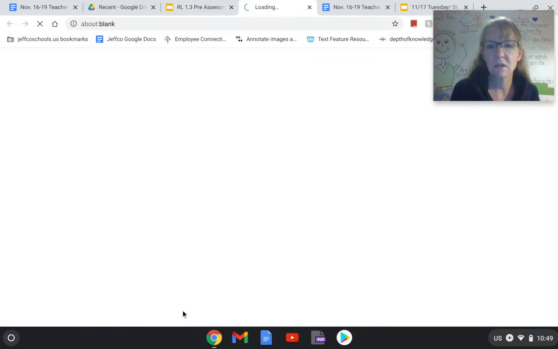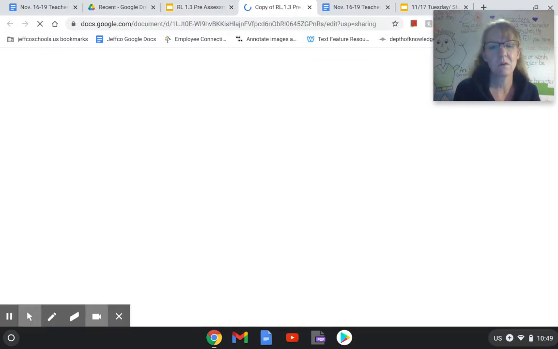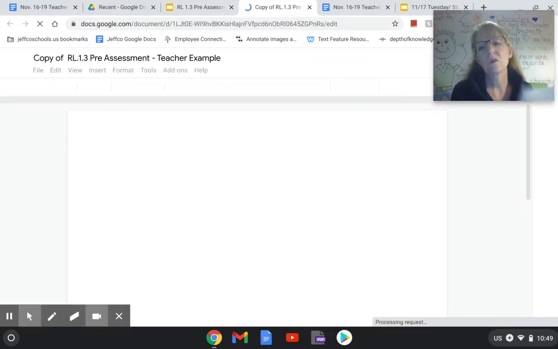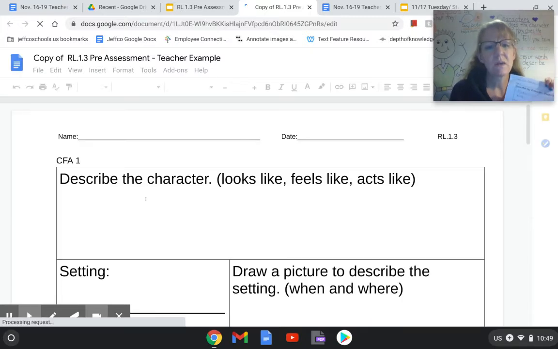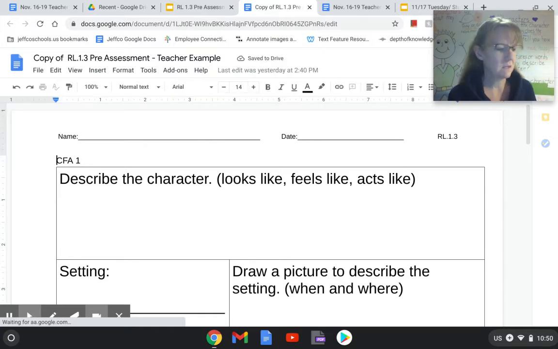Where did the story take place? That setting. When and where did the story take place? So you're going to be filling out this, describing the character. In this story, you're going to do it with a different story. But in this story, the big main character was Pinkalicious. So I put Pinkalicious because I had to think about what does she look like, feel like, and act like.